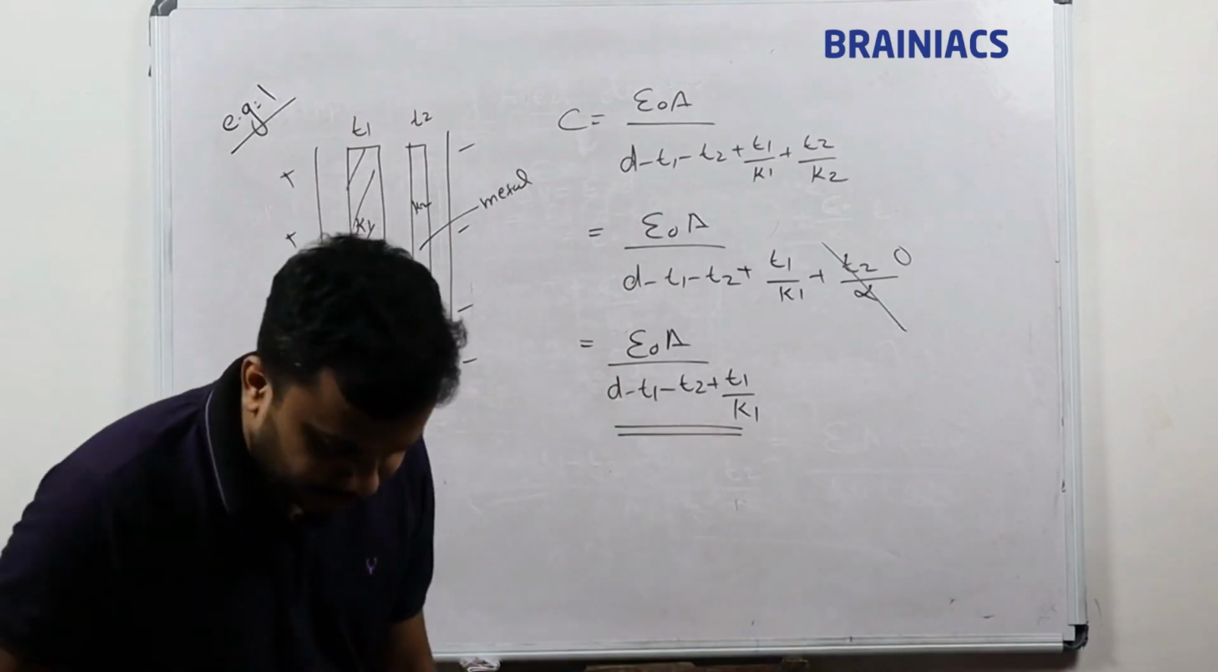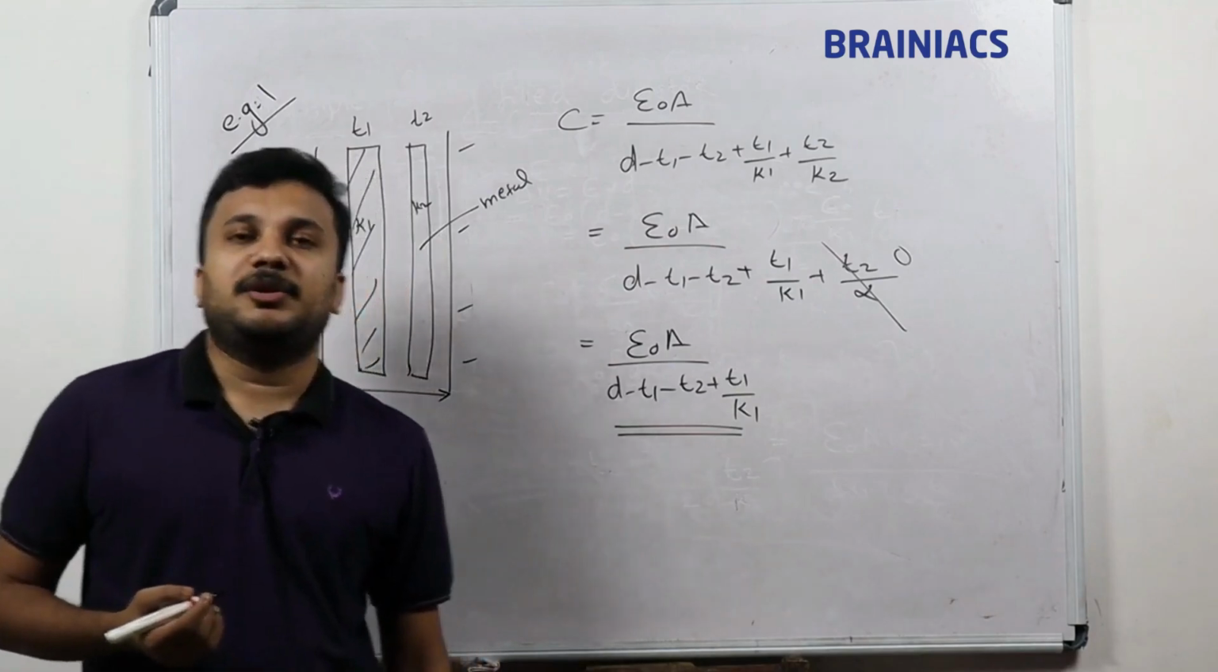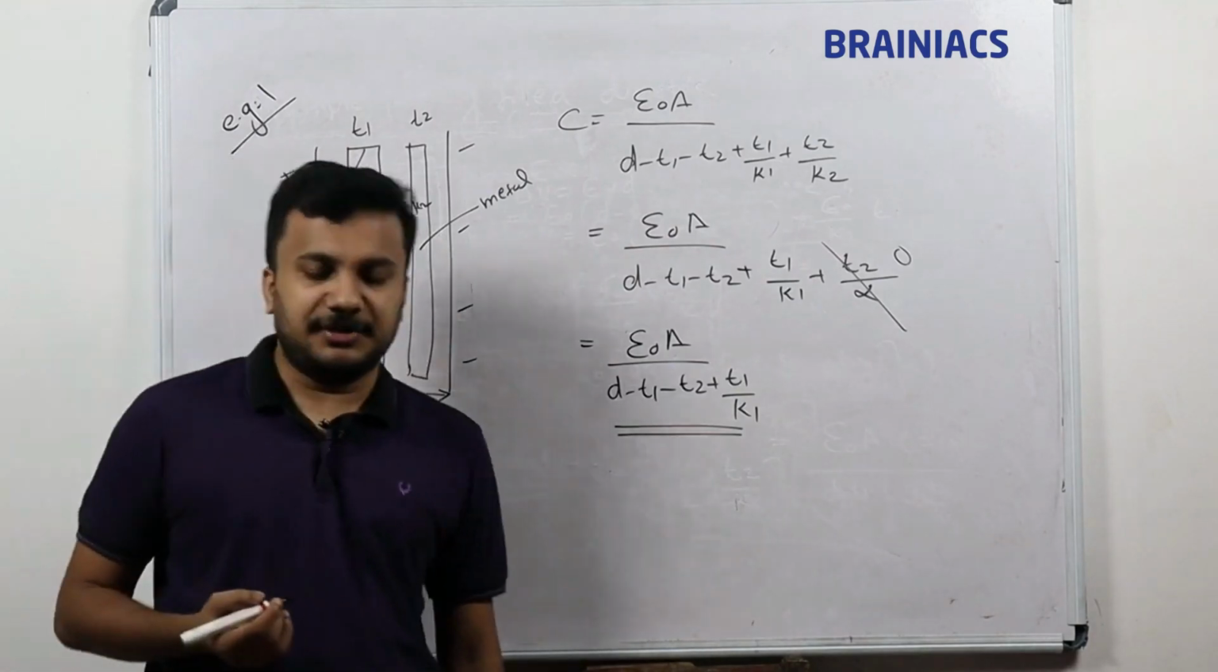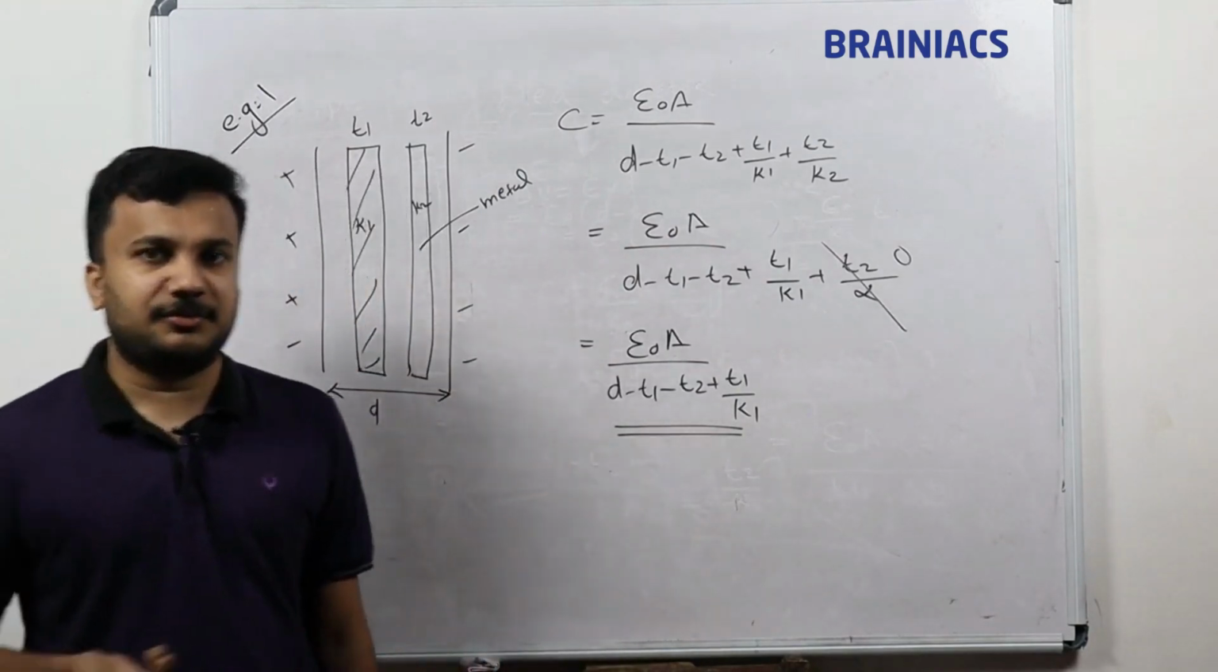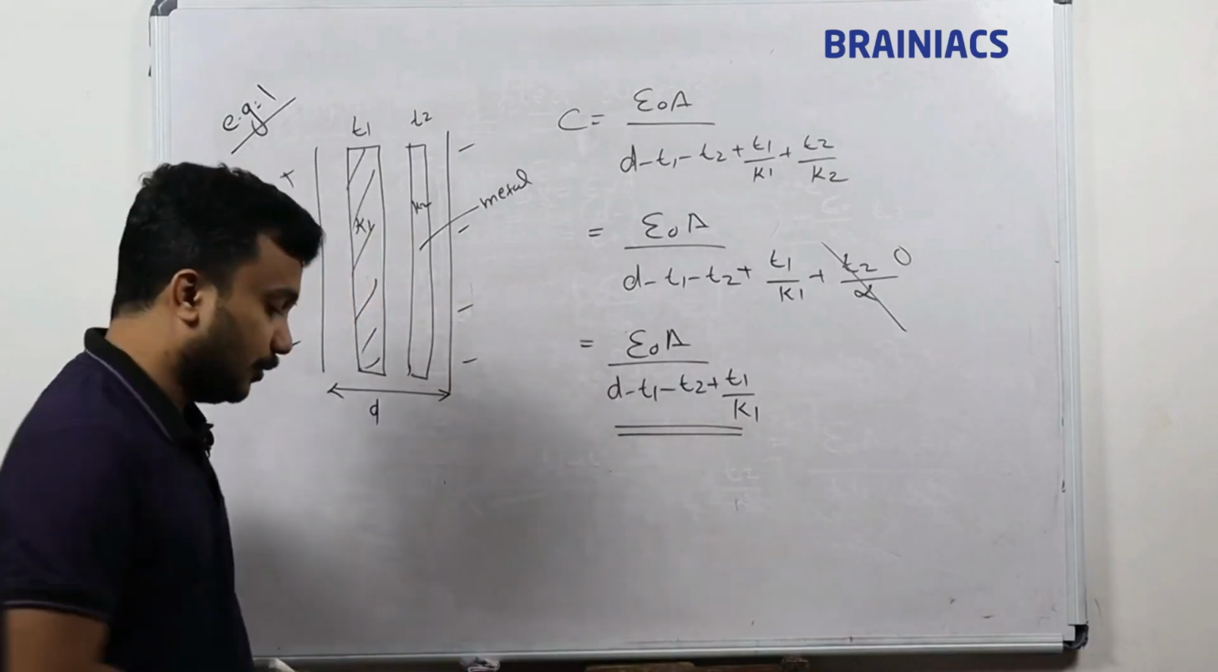Okay. Hope you understood this formula in a very clear way. If it is metal, it means infinity. If there is no metal, you can apply the formula and find out whatever you require.